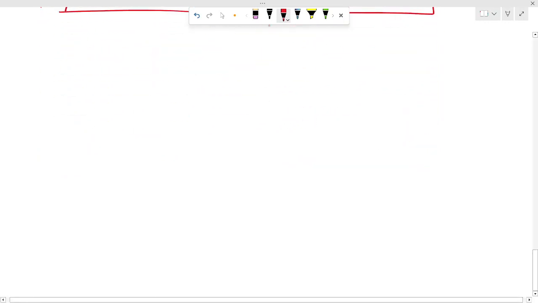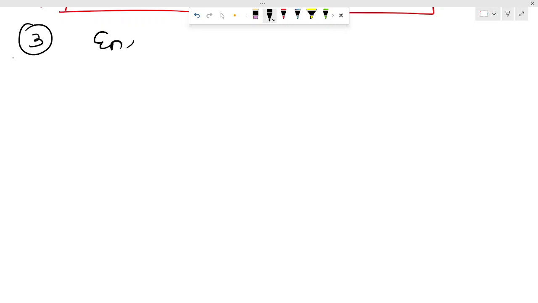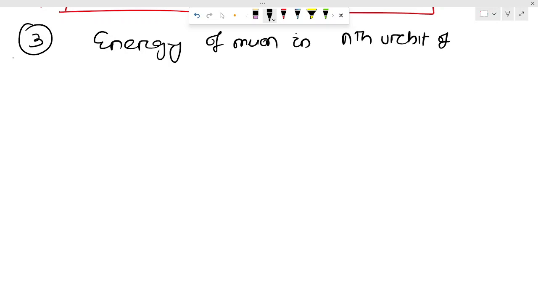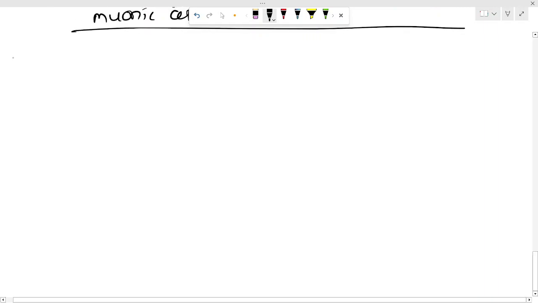Yes, so let's find out the energy expression. The energy of muon in nth orbit of muonic atom. Okay, let us find out that.